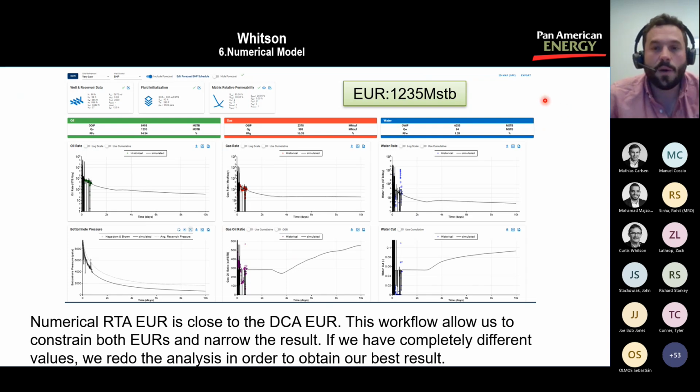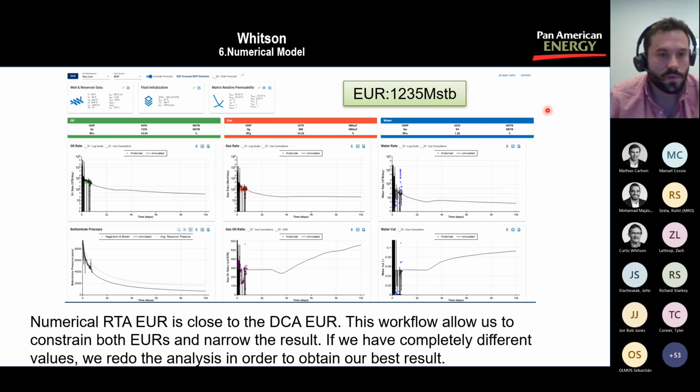And in this case, our EUR is a little bit lower than the DCA, around 1.2 million standard barrels. And for us, that is quite okay, since in other software we obtain similar values as well. So we're really happy with this value. More or less, this is what we do for every single well. That is also really important if we're going to create our type curves for each of the areas, which will help us define the potential of each area.